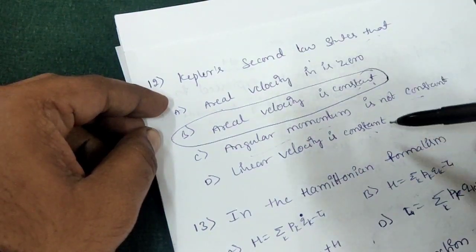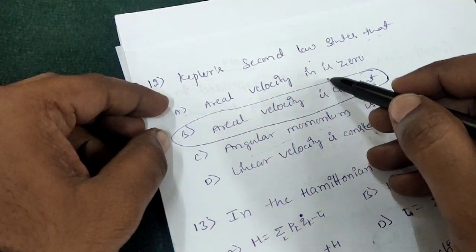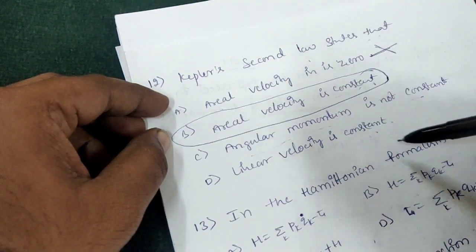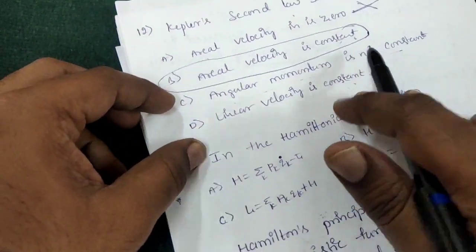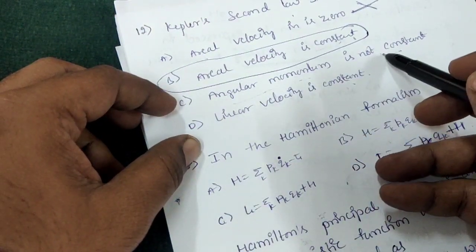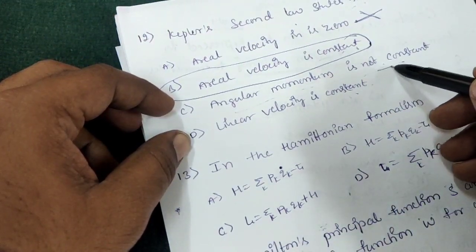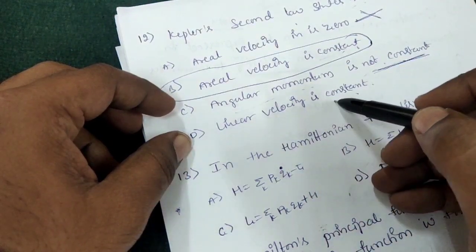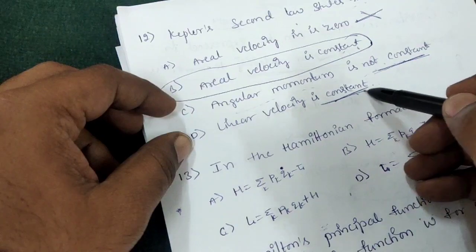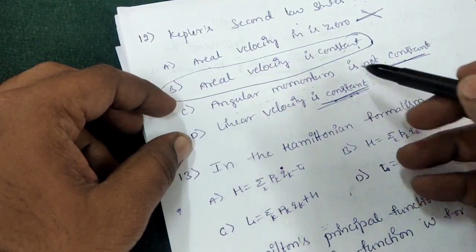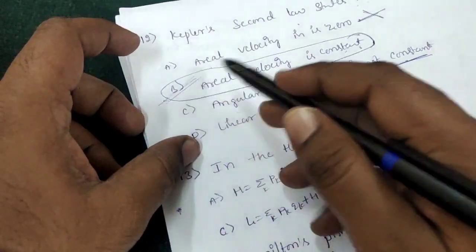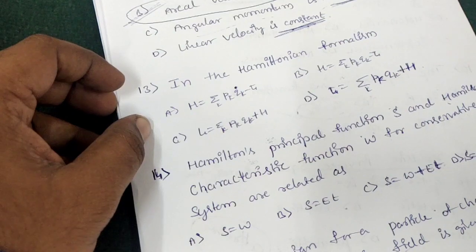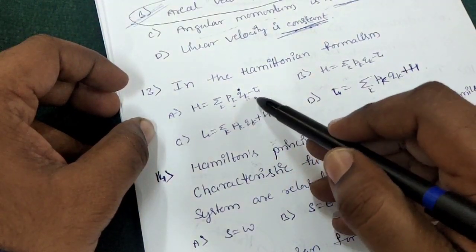From these four options we can easily guess: areal velocity is 0? No, it is not possible, because the areal velocity of a particle is never 0. Angular momentum is not constant? No, so this is also not a correct option. Linear velocity is constant? No, linear velocity is definitely not constant during circular motion. Option B is correct.